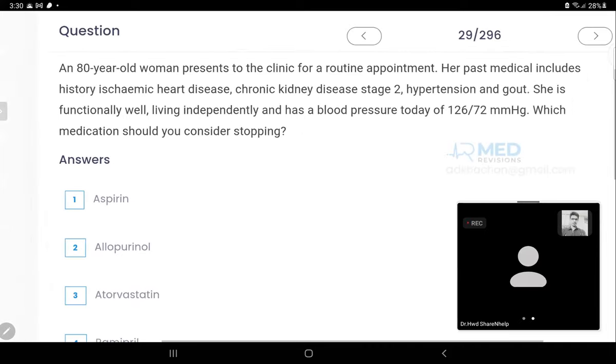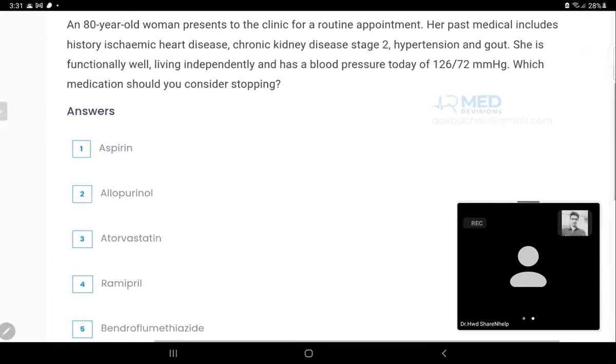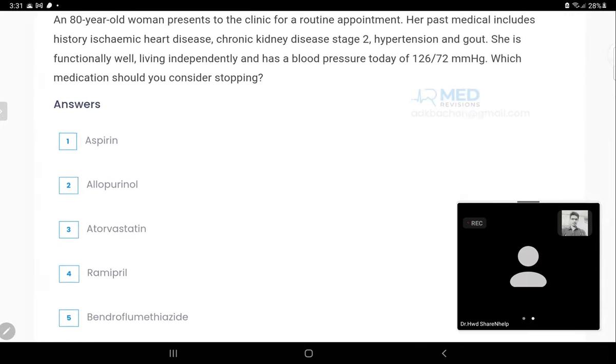An 80-year-old woman presents to the clinic for a routine appointment. Her past medical history includes ischemic heart disease, chronic kidney disease, hypertension, and gout. Which medication should you consider stopping? Now, IHD, CKD, hypertension, gout. What they're trying to ask is, which of the following can cause gout?